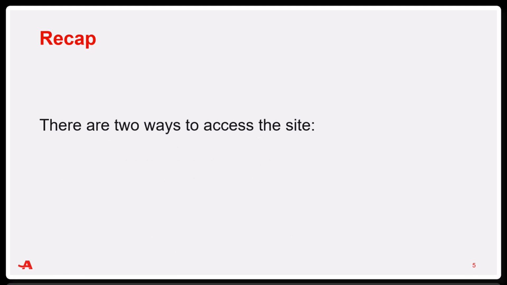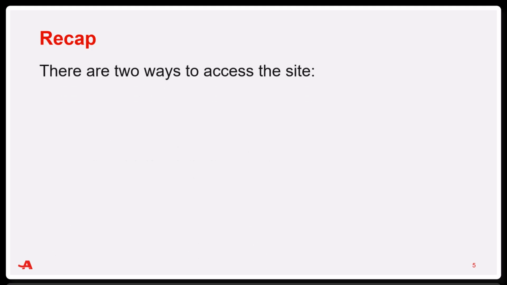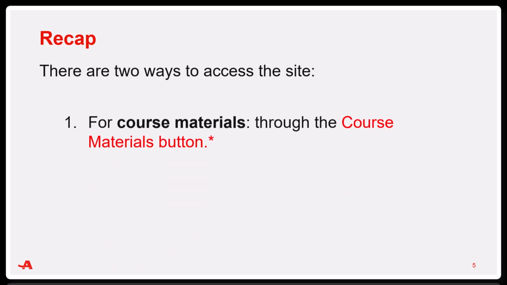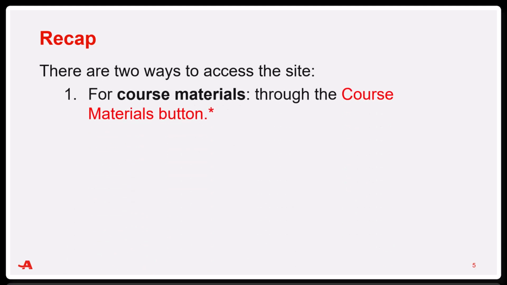That was quite a bit of information, so let's summarize what we reviewed. There are two ways to access the material ordering site. It just depends on what you're ordering. If you're ordering course materials, you will access the material ordering site through the Course Materials button on the course page. Remember, when accessing the site this way, you will only see course materials.